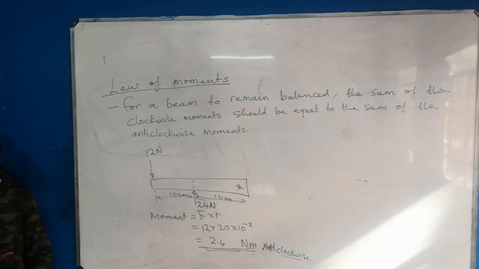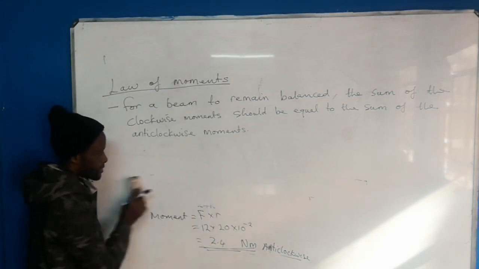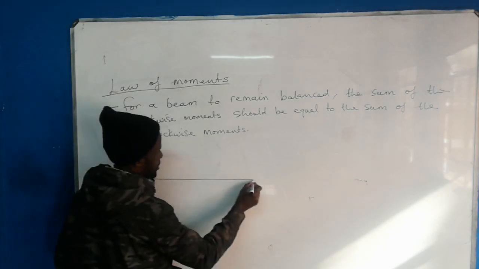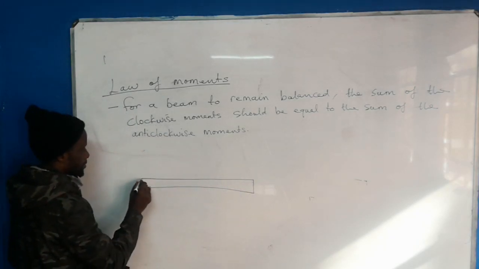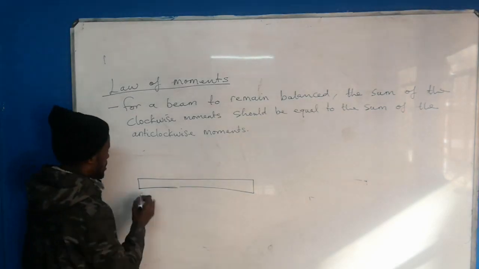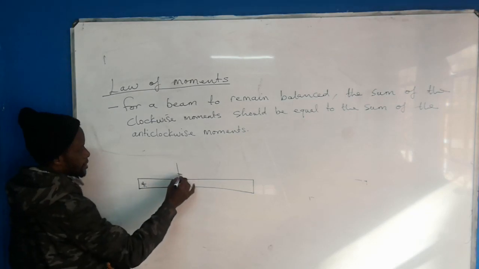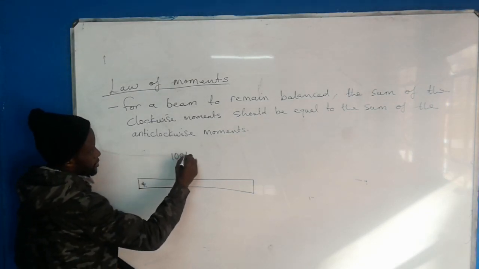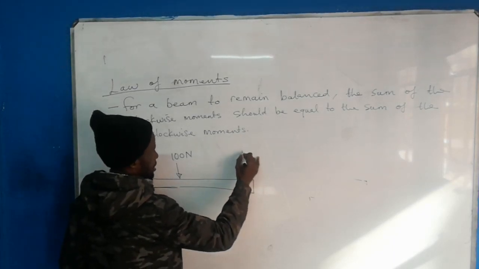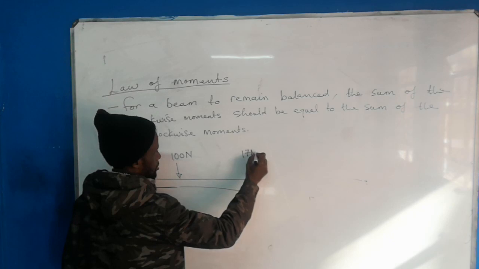Okay, is it fine? Makes sense? That's what you'll be doing throughout our calculations. Okay, just a quick example. Just keep in mind that where I put the star, it means that's our turning point. Okay, we have our turning point here. We have a force, 100 newtons. We have another force, 17 newtons.